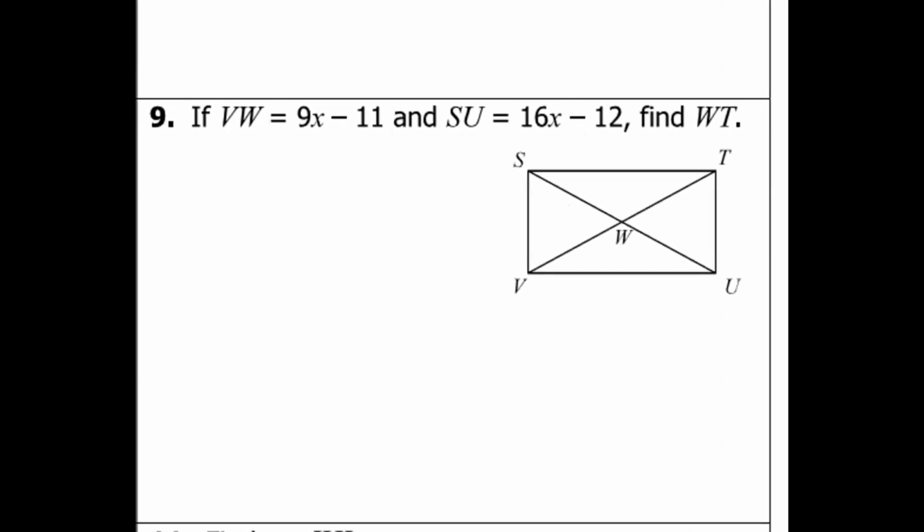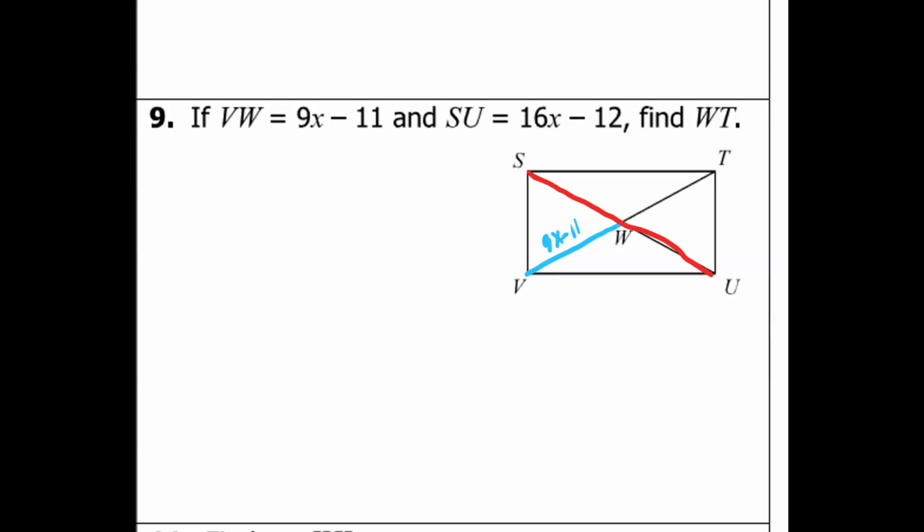I'm going to zoom in a little bit so I have room to write these in. Now we're going to want to label the information that we're given onto the diagram as much as possible. So I'm going to put the VW. So VW is this bottom part of the diagonal, 9x minus 11, right here. And that is just this part right here, right? Just from V to W. Now SU goes all the way from S to U. So that's a whole diagonal.